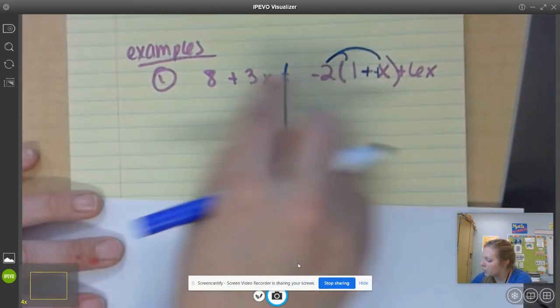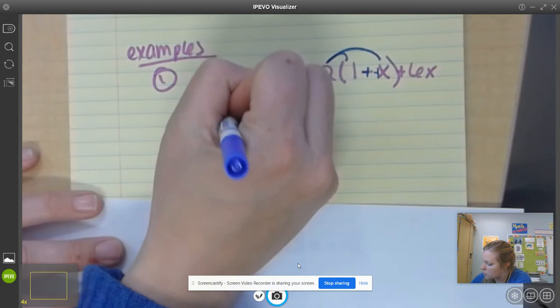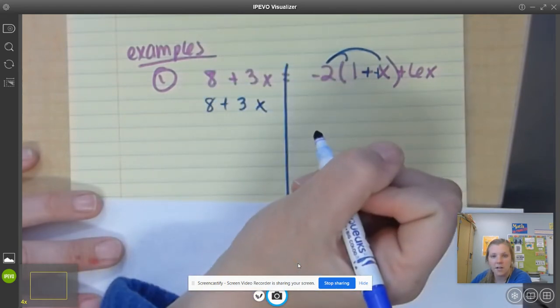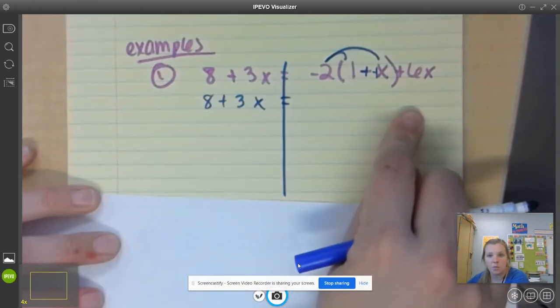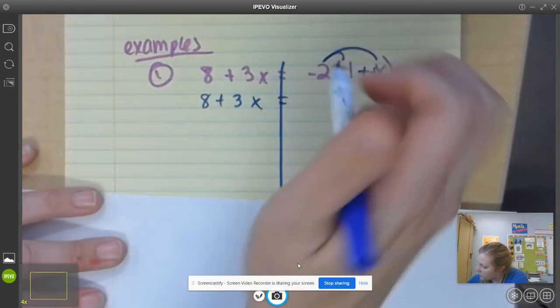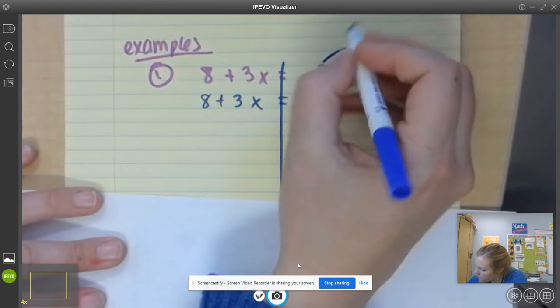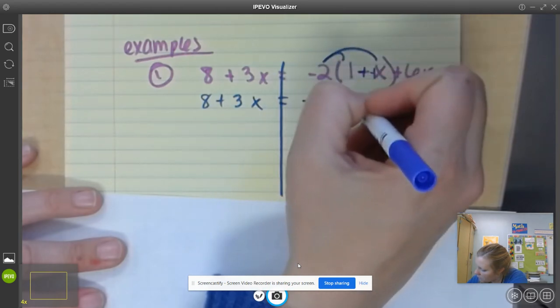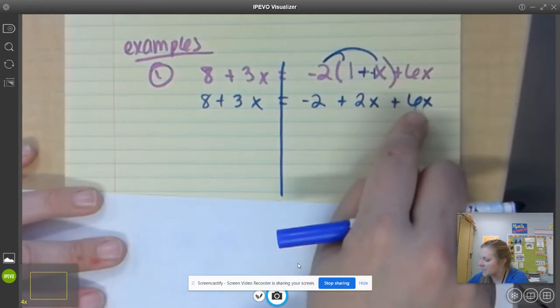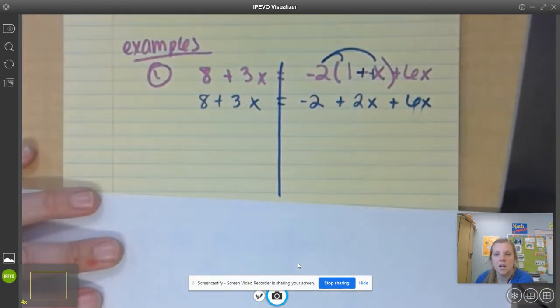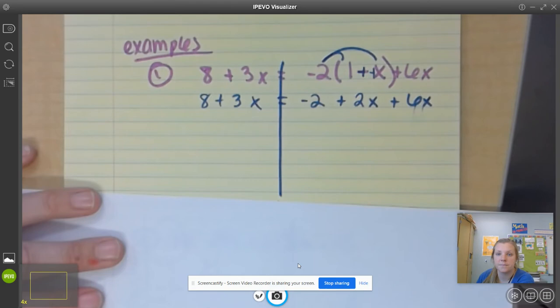So when I distribute here, I haven't changed anything on this side, so I'm just going to copy this part down. Just like bring it down so it stays on the same level and the same line of my notebook. And then negative 2 times 1 is negative 2. Negative 2 times a negative 1x is a positive 2x. And then that 6x just comes down. So I distributed the 2.